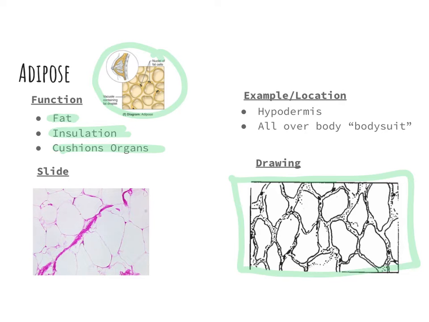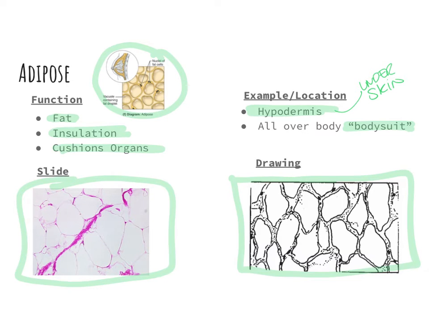Where is adipose? Well, it is in a layer called the hypodermis. The hypodermis is a layer that's directly under your skin. Okay, so right under your skin, you kind of have this adipose bodysuit, if you will, that's covering your whole body directly under your skin. So that's your hypodermis, is where your adipose tissue is found. And if you look at this slide again, you see those bubble-shaped structures, those fat droplets, and the cells are kind of pushed to the side.